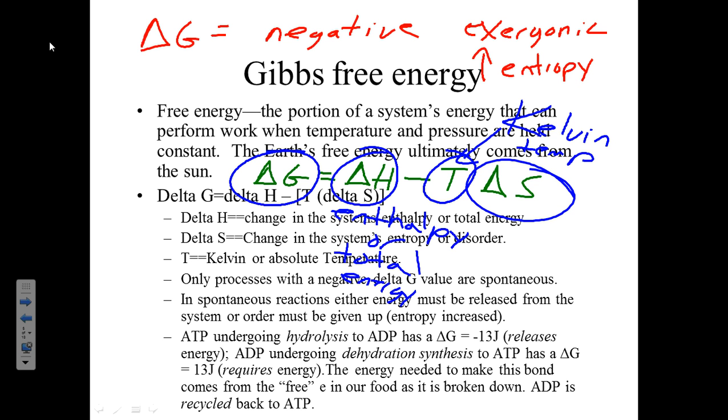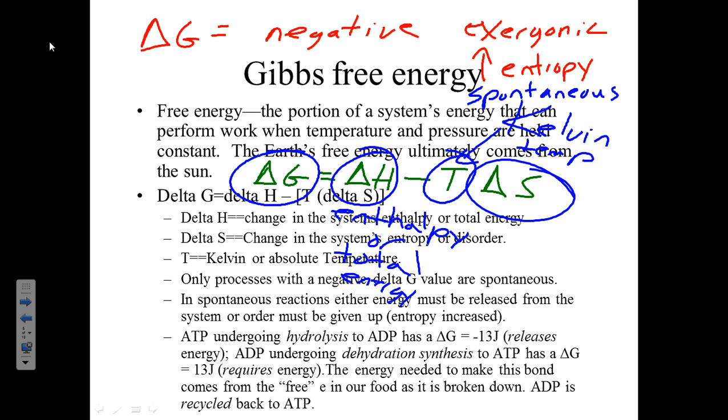So far a negative delta G has told us three things. The reaction is releasing energy, which means it's an exergonic reaction, giving off energy to the environment. It's increasing entropy. And we might also say that the reaction is a spontaneous reaction. What does that mean? It's spontaneous. Yeah, it happens on its own.